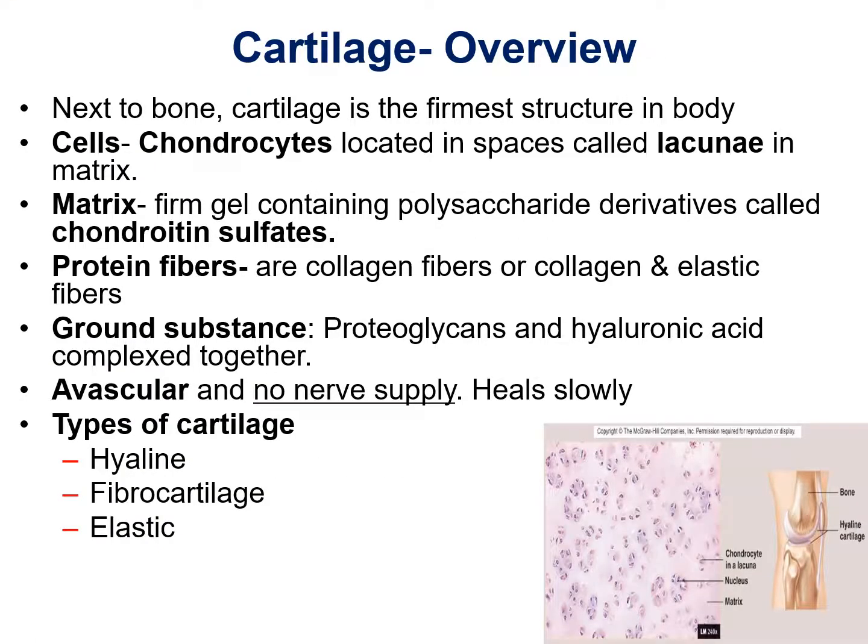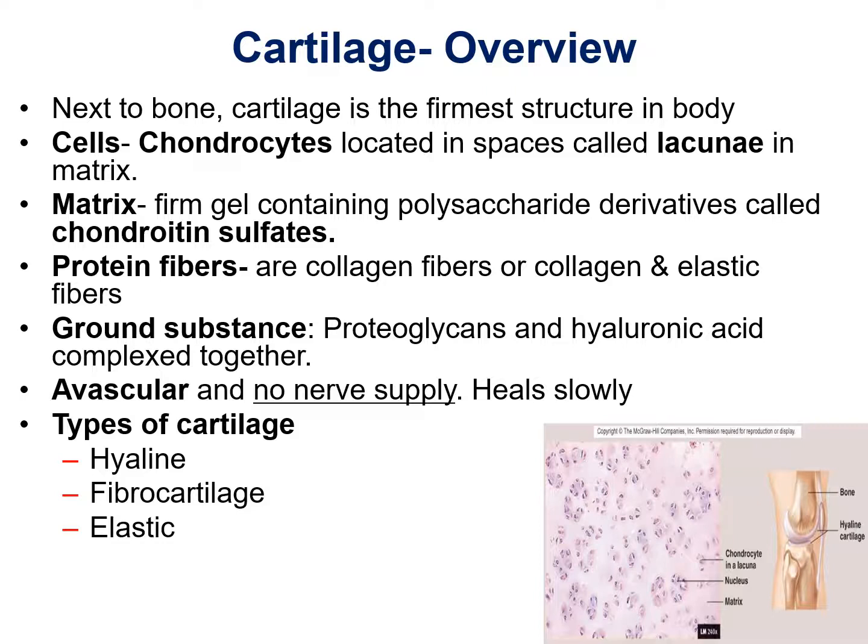Now an overview on cartilages. Next to bone, cartilage is the firmest structure. The cells of cartilages are known as chondrocytes. The chondrocytes, just like the bone cells, osteocytes, are located in pockets called lacunae. The ECM of cartilages is semi-solid or gel-like, and it is made up of a chemical known as chondroitin sulfate. The extracellular protein fibers consist of collagen and elastic fibers.